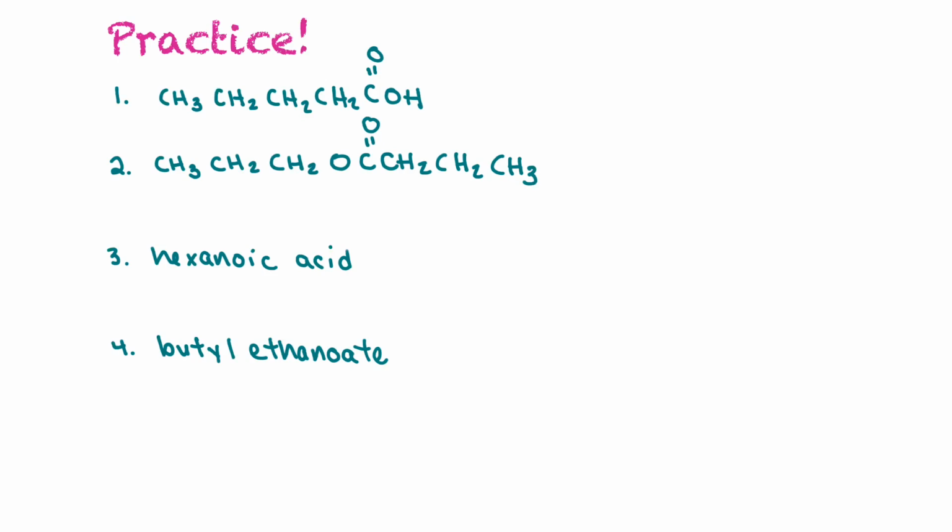So now we're going to practice with a couple of examples mixed in together. So you have to practice recognizing which type of molecule you're looking at. So the first one, the carboxyl group is at the end, so that would be a carboxylic acid. And we have 1, 2, 3, 4, 5. So this is going to be pentanoic acid. The next one, this one's an ester because it's in the middle. So there's 1, 2, 3. So it's going to be propyl. And then we have 1, 2, 3, 4. So propyl butanoate.